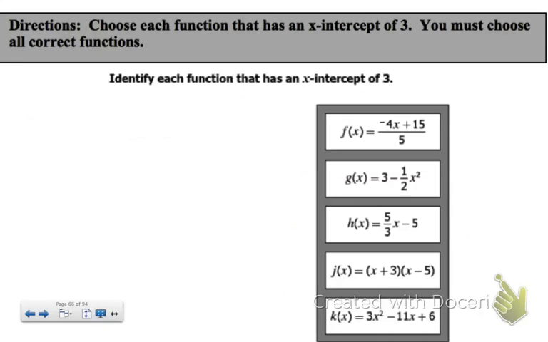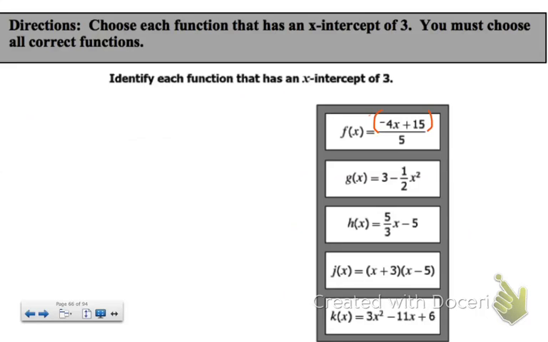Okay, so we are selecting each function that has an x-intercept of 3. So there's a couple different ways to approach this. One is to graph all of these, and you can type them in exactly as you see them because everything's already on one side. And you can look, does it cross the x-axis at 3? The one you have to be careful of, f of x, make sure you put the top in parentheses so that the calculator knows to divide by 5 at the end. So that's one way to do it. It's just graph and see, is it crossing the x-axis at 3?